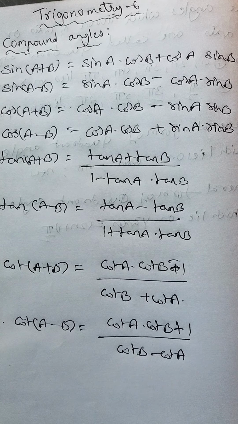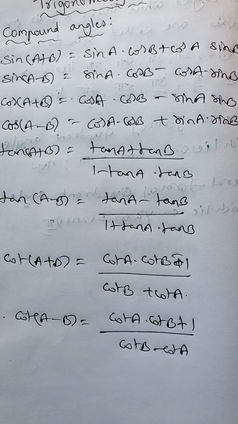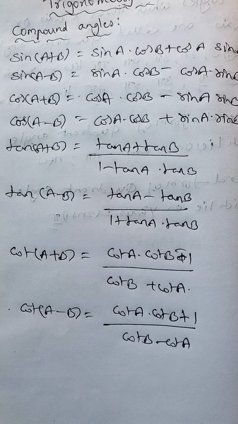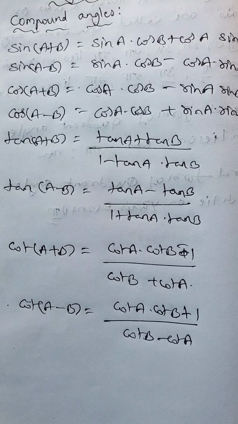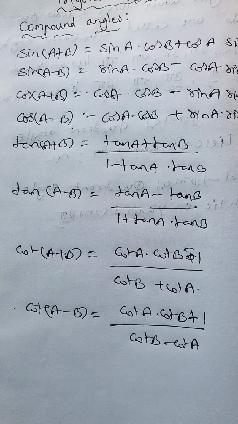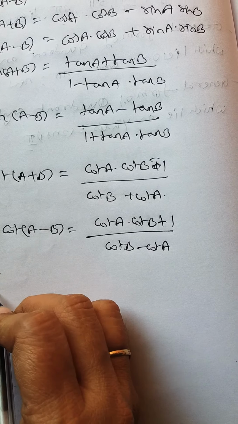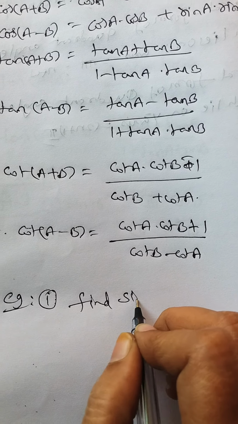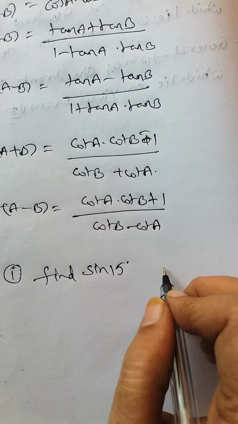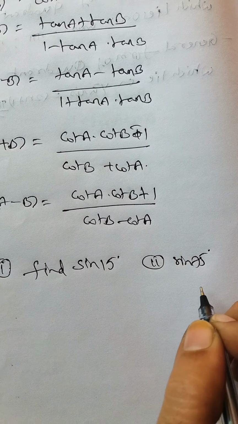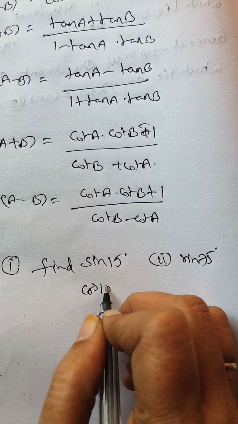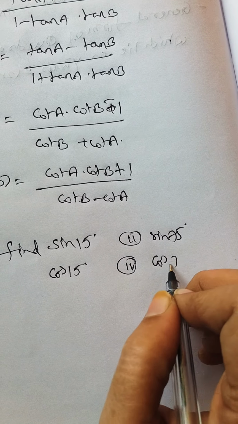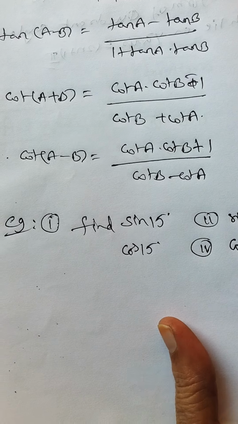So what are the uses of these compound angles? We know the specific trigonometric values of sine, cos and so on for angles like 0, 30, 45, 60 and 90 degrees. Now let us take some example sums. We can find angles like sine 15 degrees, sine 75 degrees, cos 15. These are not specific angles, but we can find them by using compound angles. Let us solve an example.